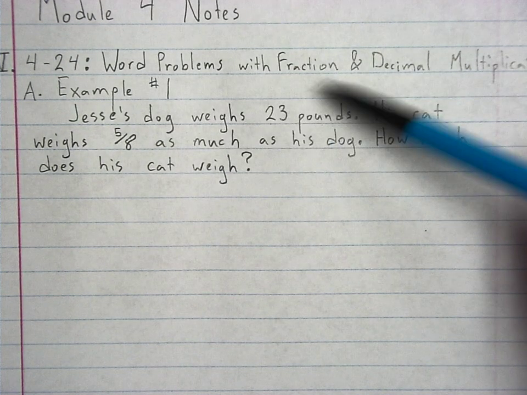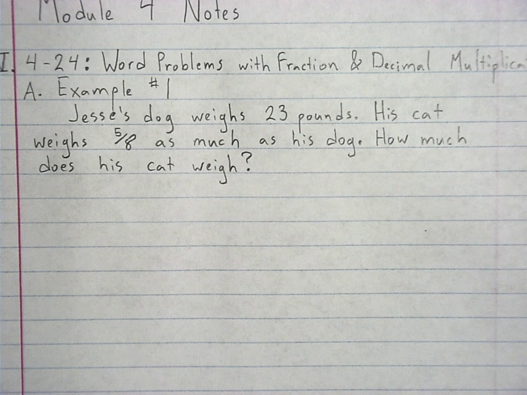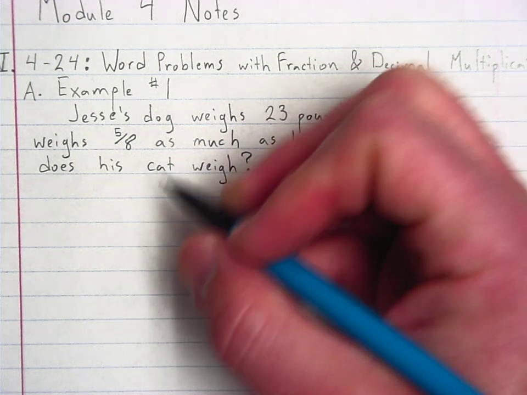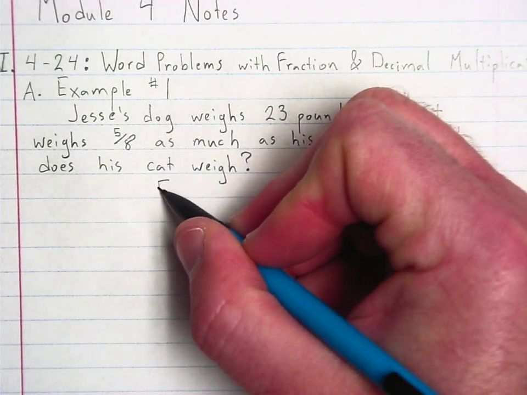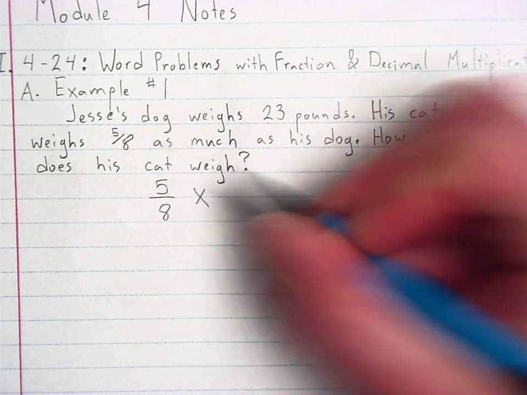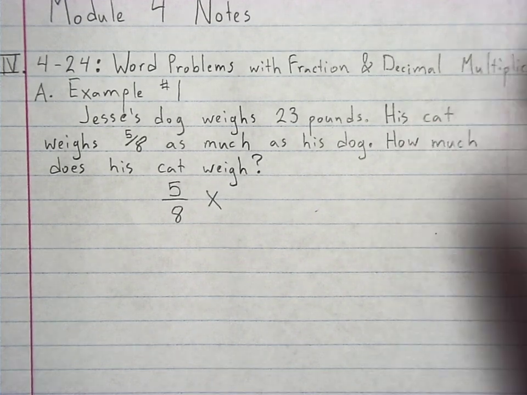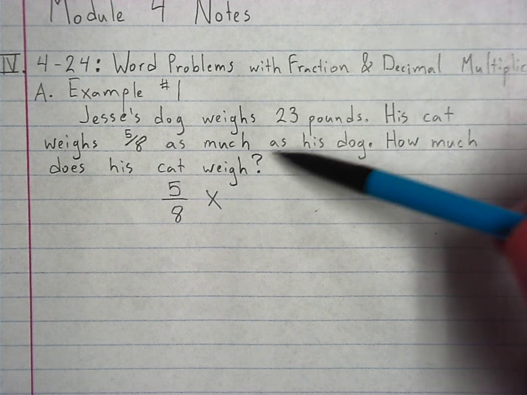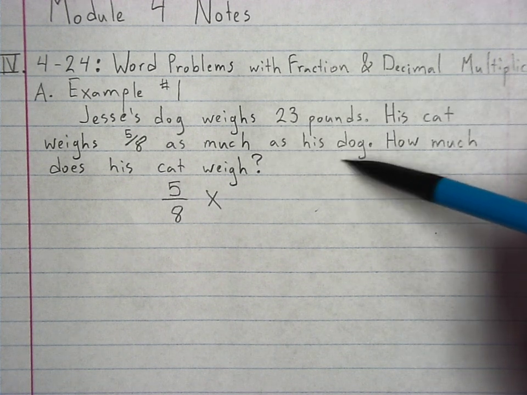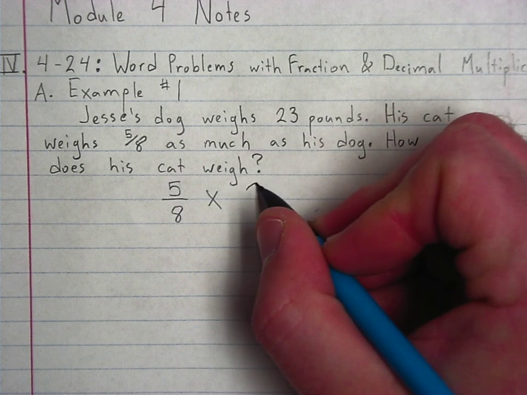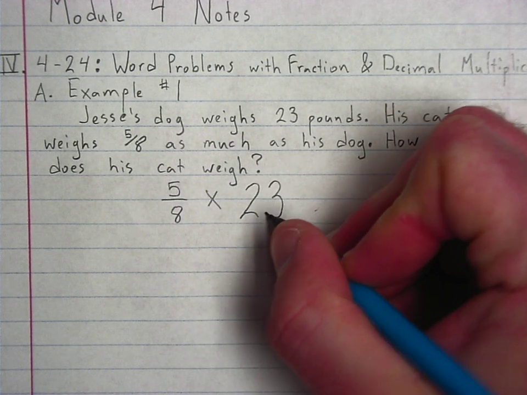Now, Jesse's dog weighs 23 pounds. His cat weighs 5/8 as much as his dog. I mentioned that was a clue phrase. Anytime we have a fraction as much, we're usually thinking about multiplication. Now, we're multiplying times his dog. Well, I can't multiply times the words. So, as nice as that would be, 5/8 times his dog won't work. We have to replace his dog with a number. Well, we have a value for his dog's weight. His dog weighs 23 pounds. So 23 is what we'll put in.